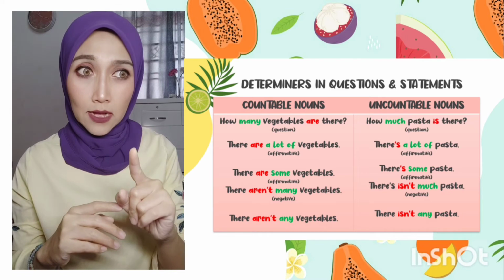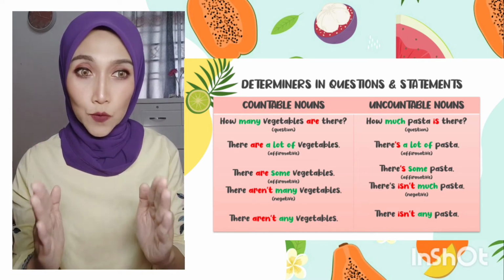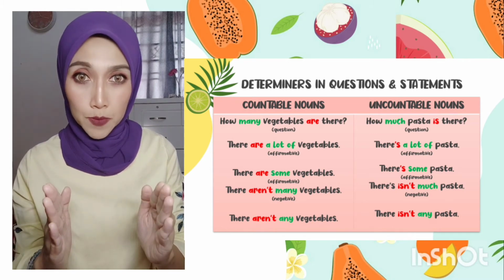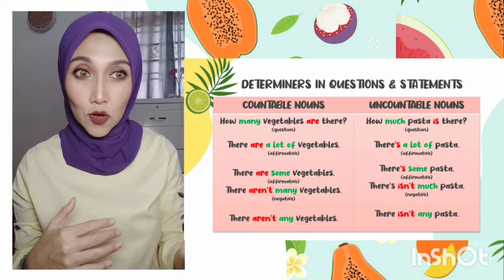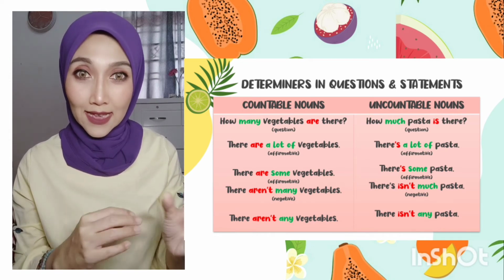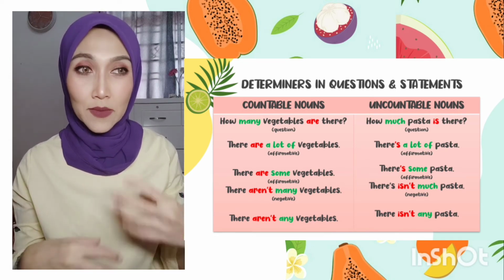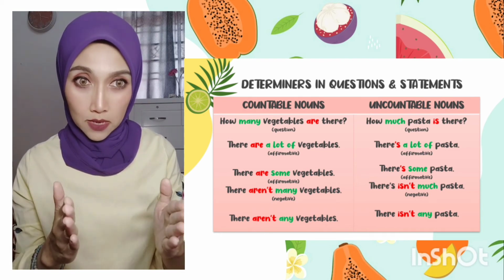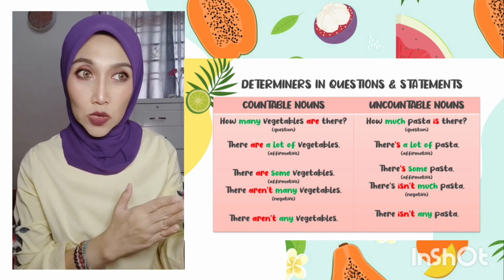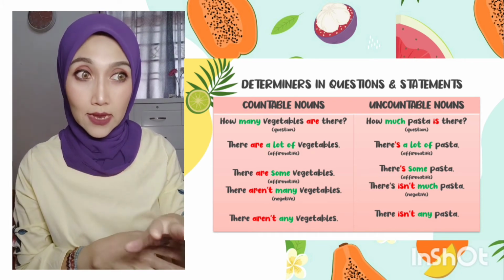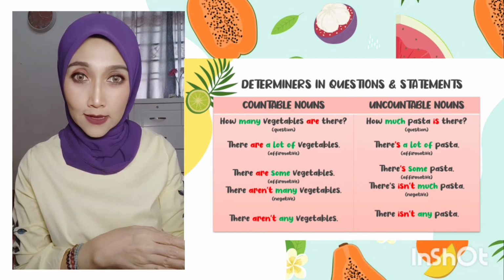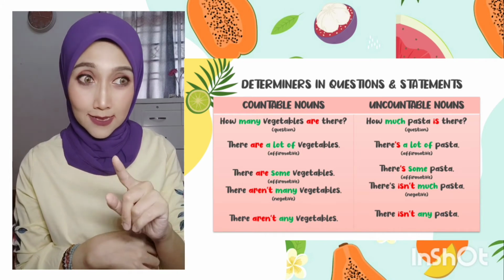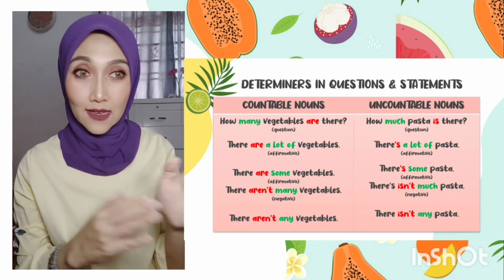And yeah, did you realize that the countable nouns we use plural verbs to be, because it can be counted? Got S, right? Vegetables got S. When we add S means benda tu jadi banyak kan. Okay, benda tu boleh dikira. Jadi kita guna verbs to be, plural verbs to be, like are, aren't. But compared to the uncountable nouns, you cannot count it. So we use singular verbs to be. There's some pasta. There isn't much pasta. Is there. Is and are here.